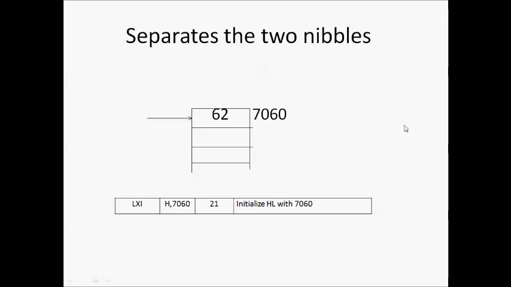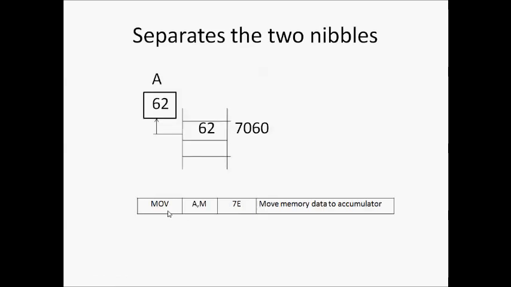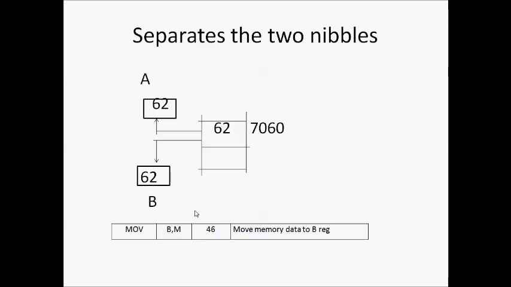First, initialize the HL pair with 7060, which contains 62, with the help of the instruction LXI H 7060. The 62 data is moved to the accumulator with MOV A,M, meaning memory location data is moving to the accumulator. The same data is stored in register B with MOV B,M, moving memory location data to register B.